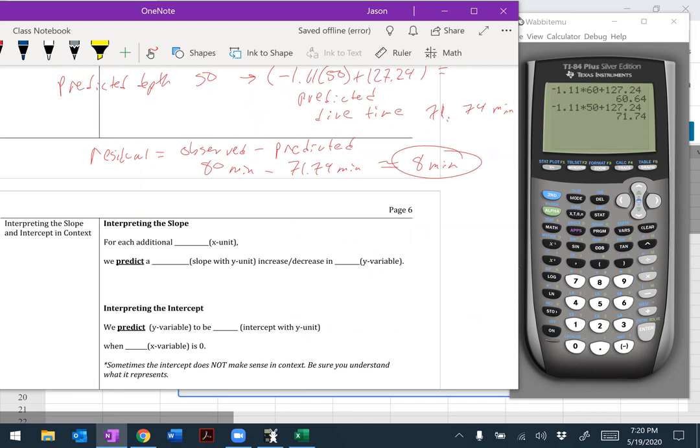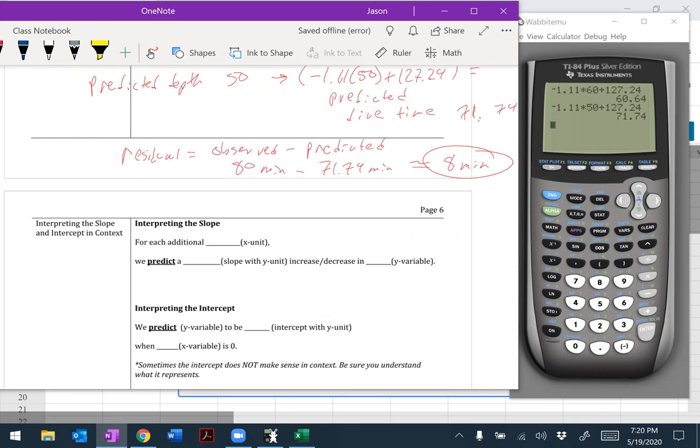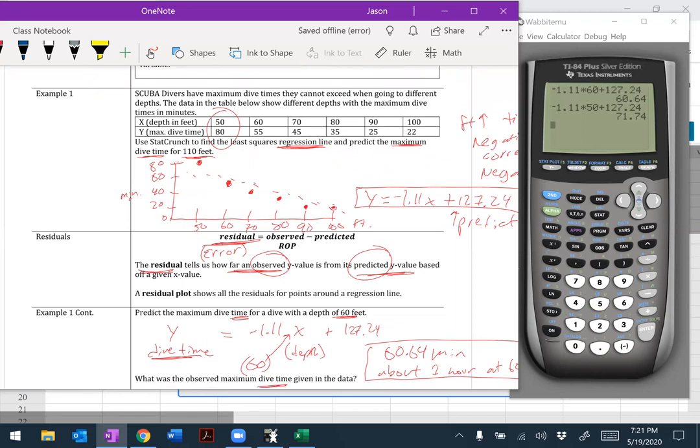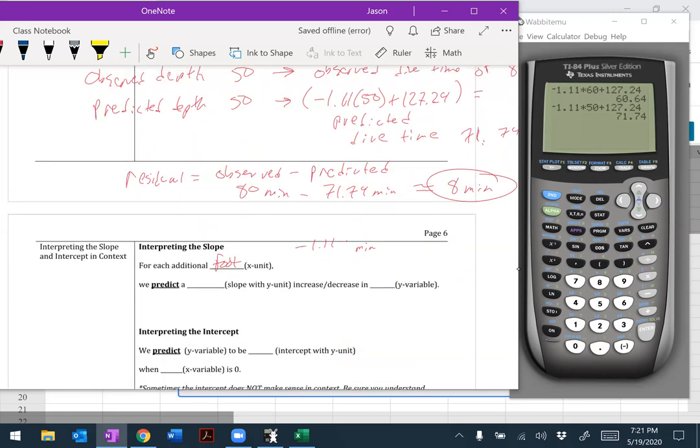Okay, how do we interpret the slope? Okay, for each additional foot that we went down, and this was a decrease, right? What was the slope? The slope was negative 1.11, right? And that's feet per minute, right? Look at the plot here. Yep, it's, sorry, other way around, minutes per feet. Negative 1.11 minutes per feet. That makes more sense. You're losing time every foot you go down, okay? So it is a negative slope. Okay, you're losing about a minute for every foot that you go down.